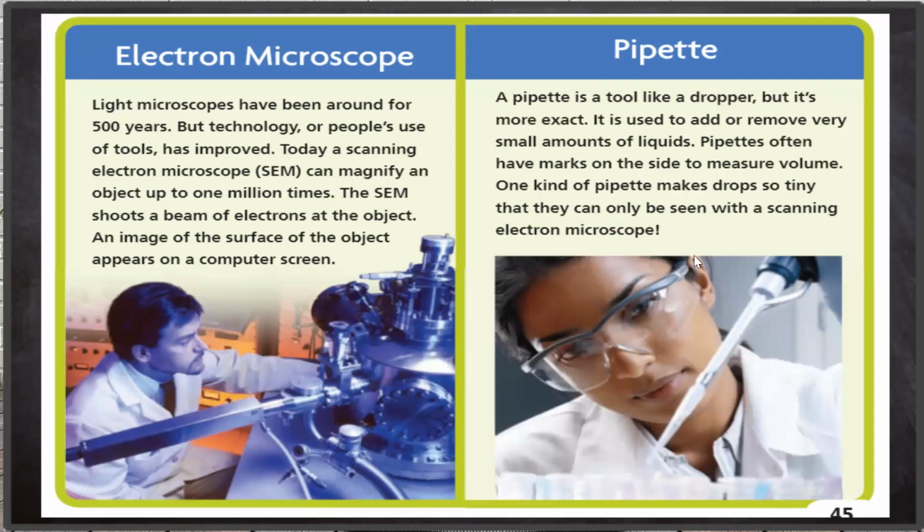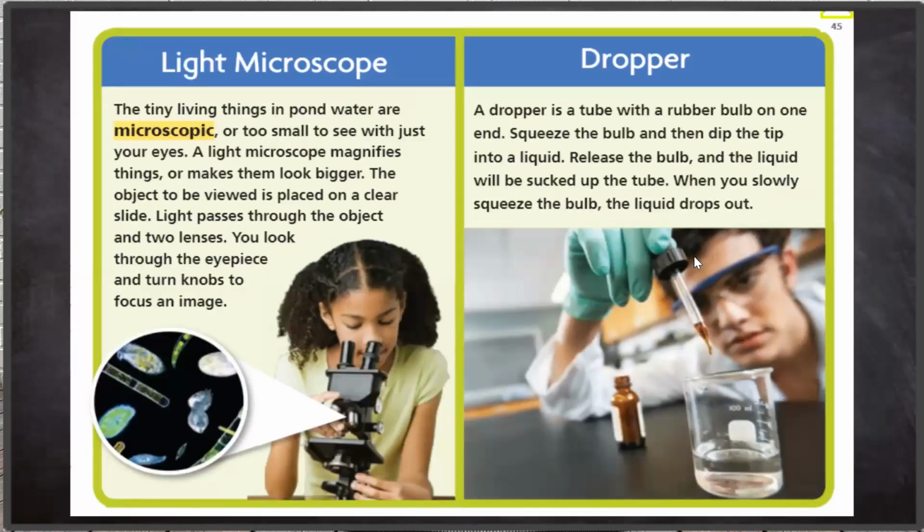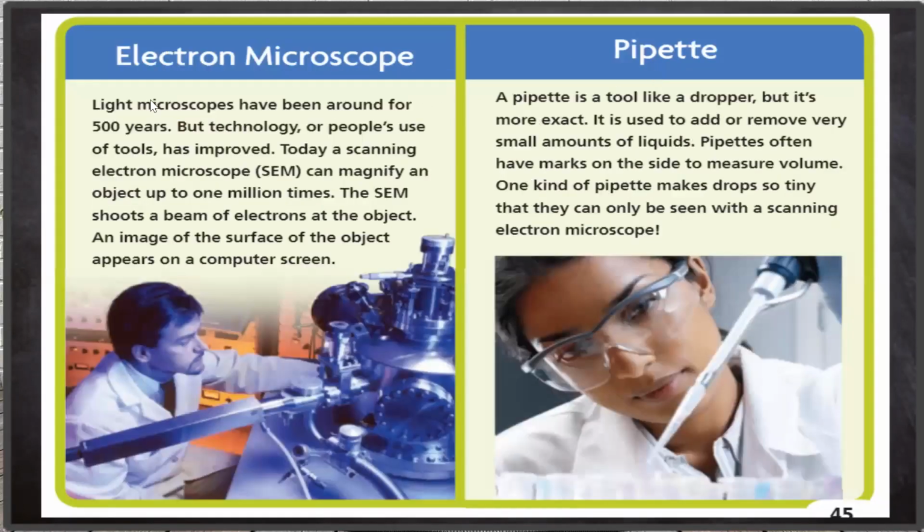Okay, guys, our time is already up. We finished our science session. So what I want from you, please guys, is to read about the light microscope, the dropper, and also the electron microscope and the pipette. It's all on page 45. Tomorrow, I would like to discuss that with you. I want you guys to explain them for me, each one. Why is a scientist using them?